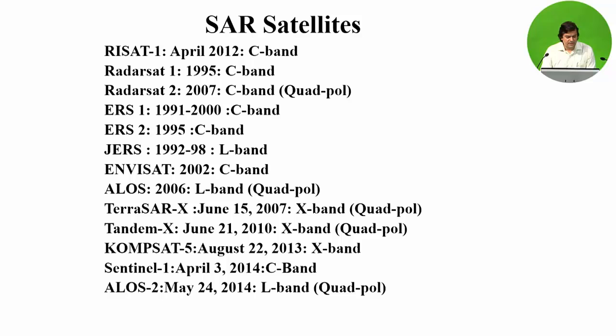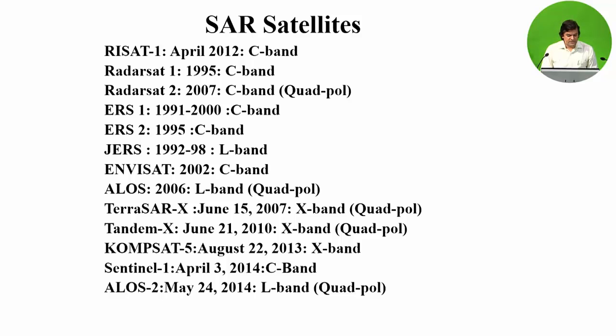Currently, another Canadian satellite which provides the data set in different polarimetric combinations is providing the data set in C-band, which was launched in 2007. ERS-1 and ERS-2 were both satellites launched by the European Space Agency, and both were providing the data set in C-band. Another sensor was JERS, which was launched by the Japanese Space Agency JAXA, and which provided the data set in L-band. Envisat was again a European satellite which was providing the data set in C-band.